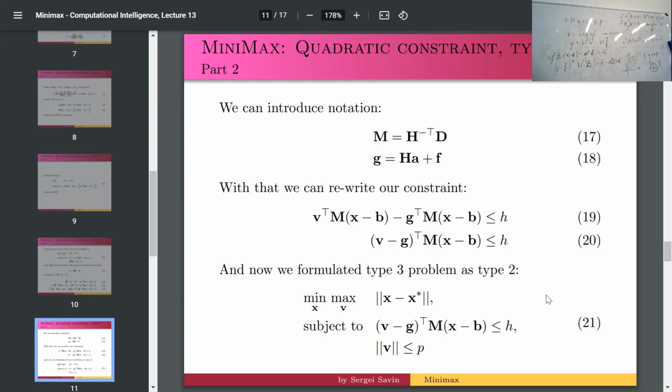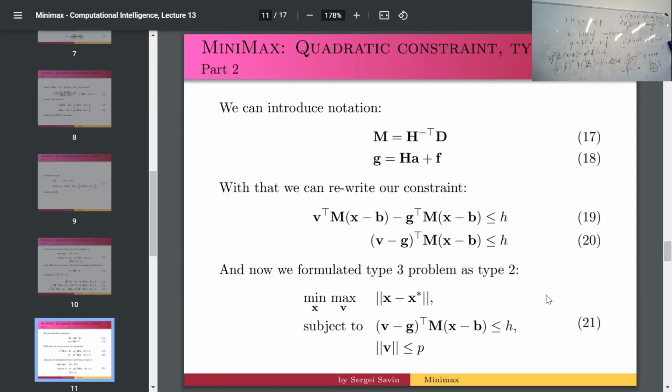Expression 21, that is the answer. So expression 21 is exactly the same as problem type 2 that we already solved. I mean, those types are just made-up things. It's only for this class. You don't have to memorize any of those formulas. You just want to understand my way of thinking and apply it.